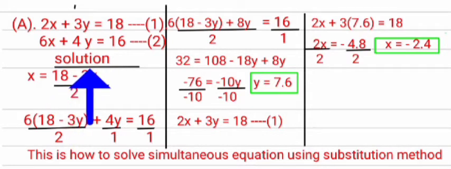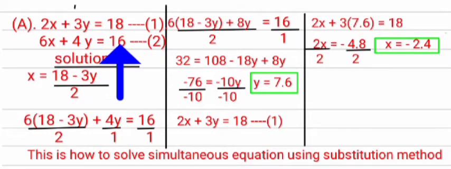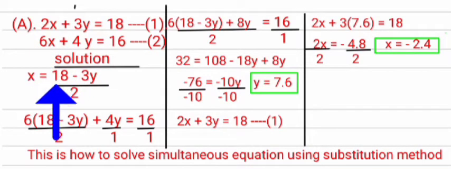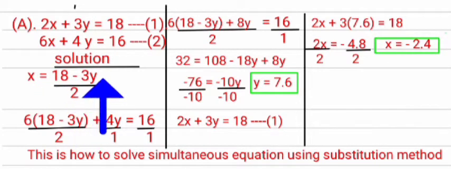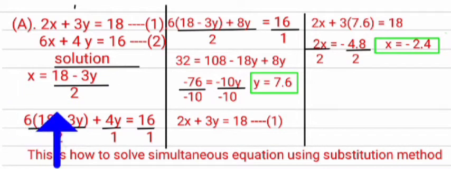So what do we do after doing this? The next thing we want to do is substitute our value for x into equation 2, and this is our equation 2: 6x plus 4y equals 16. So we're going to substitute our value for x. That means anywhere we see x in equation 2, we're going to replace it with the whole of this figure that we have here. When we do that, we're going to have 6 into brackets 18 minus 3y close bracket divided by 2.